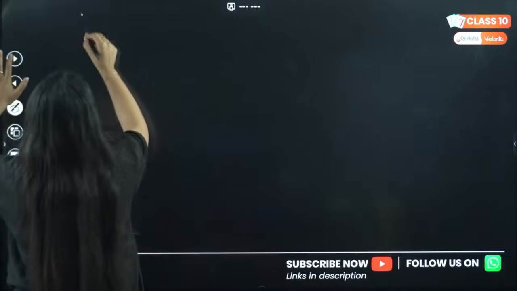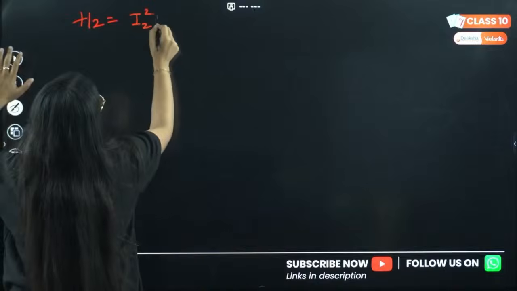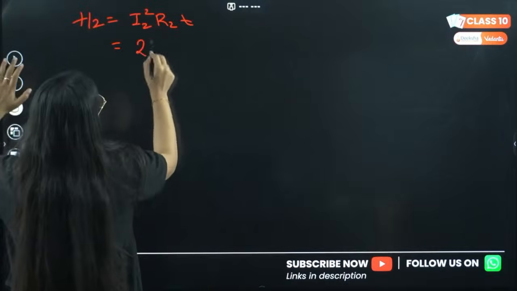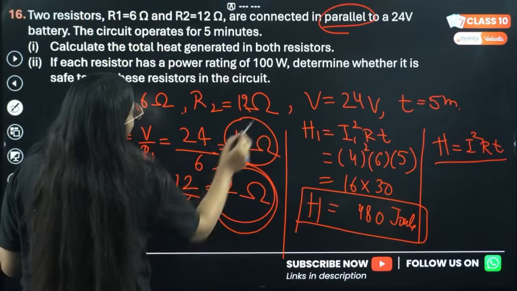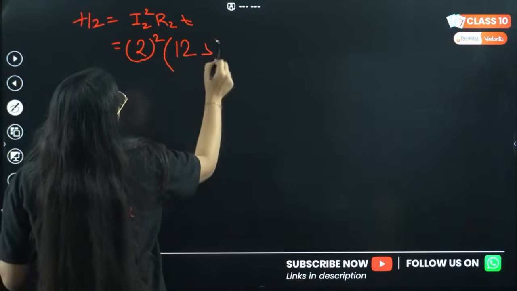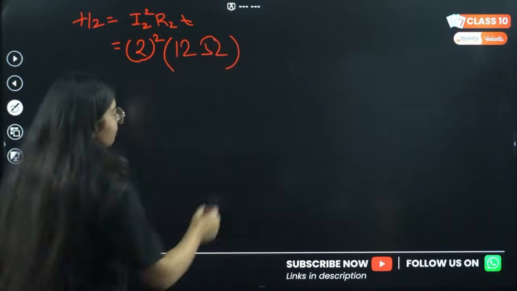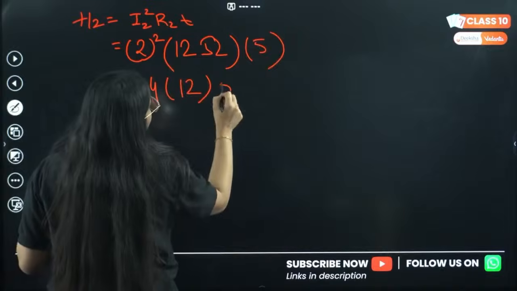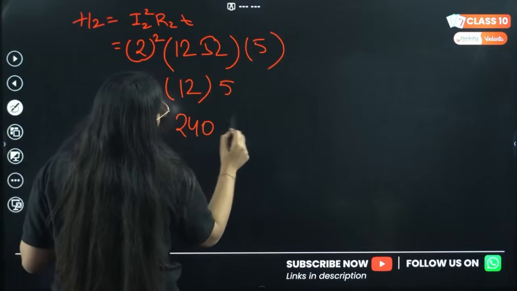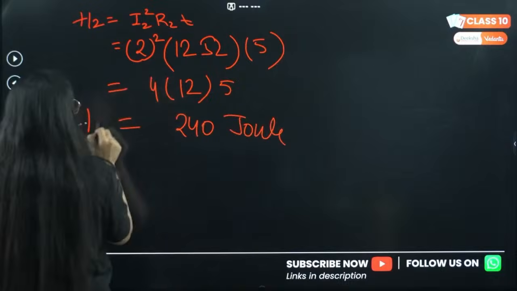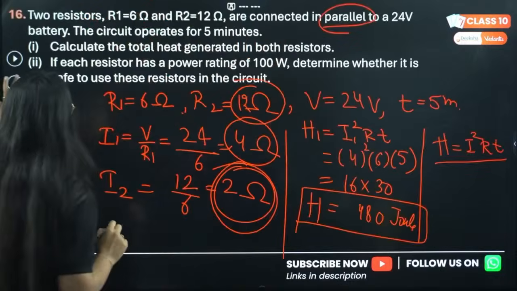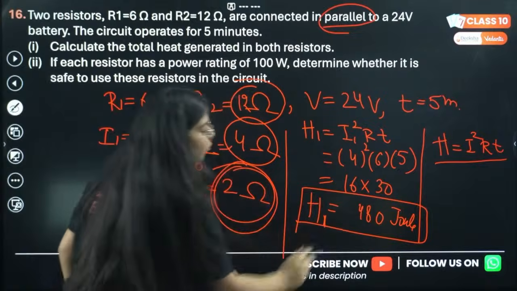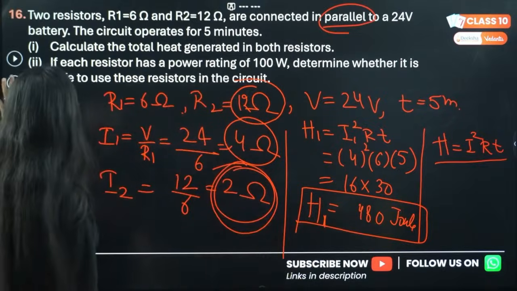And if I need to calculate H2, that will be I2 square R2 into T. I2 is 2 ampere, 2 square. R2 is 12 ohm. And T will be 5. Can I solve it again? Into 5, this will be 240 joule. Correct? This is H2. So, calculate the total heat generated in both resistors. In resistor 1, we have 480 joule. In resistor 2, we have 240 joule.